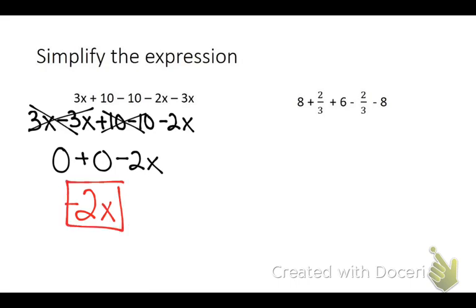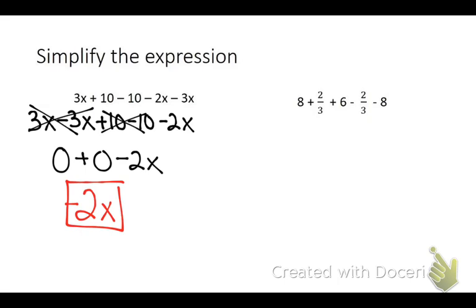And you don't have to write the 0 plus 0 part. You don't have to write that. We just recognize our opposites. They cancel out. There wasn't even any math to do. All I had to do was just cancel them out. My answer is negative 2x.